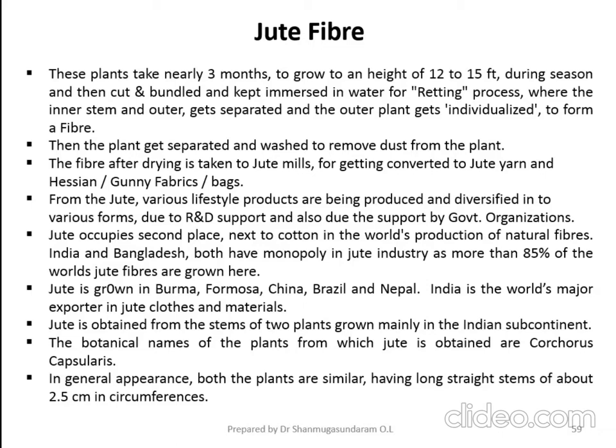Jute is obtained from the stem of two plants grown mainly in India and subcontinental places. The botanical names of the plants from which the jute is obtained are Corchorus olitorius and Corchorus capsularis. In general appearance, both the plants are similar, having long straight stems of about 2.5 cm in circumference.